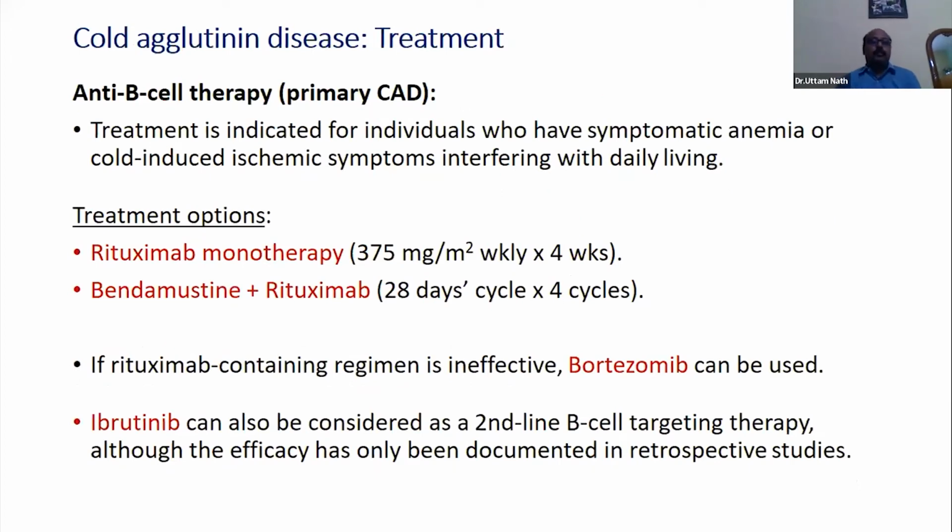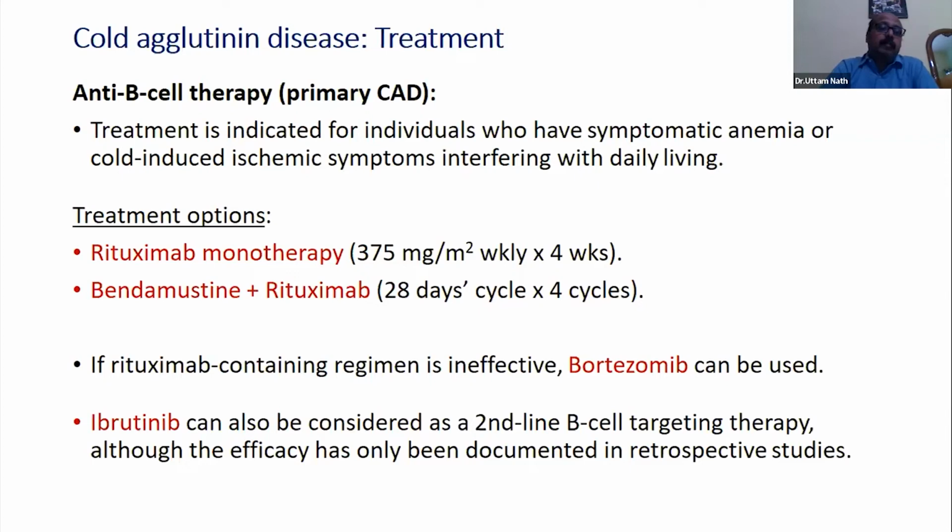What is the mainstay of treatment in significantly symptomatic cold agglutinin disease? In these patients, the treatment option is B-cell targeted therapy, which may be rituximab monotherapy, 375 milligram per square meter weekly for 4 weeks, or 1 gram every 2 weeks for 2 doses.